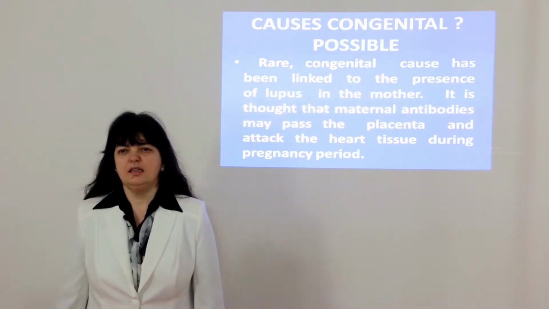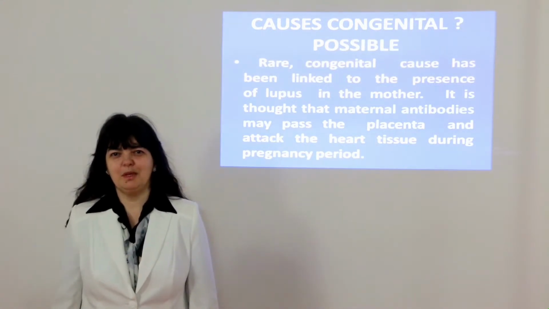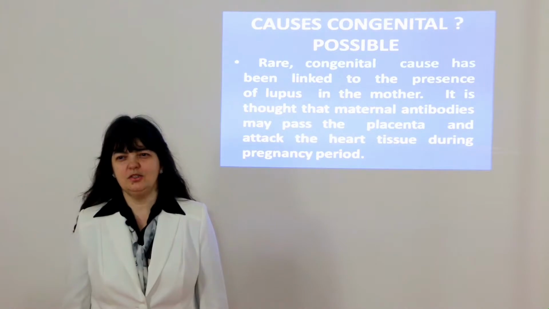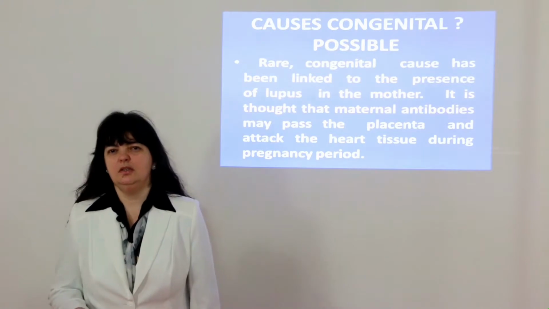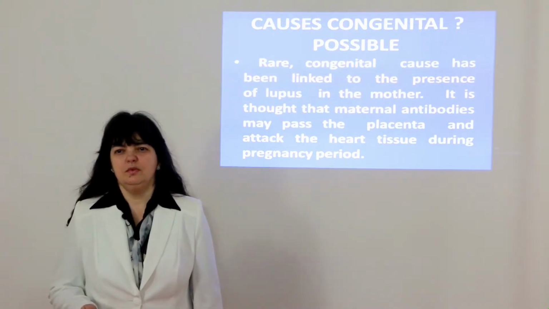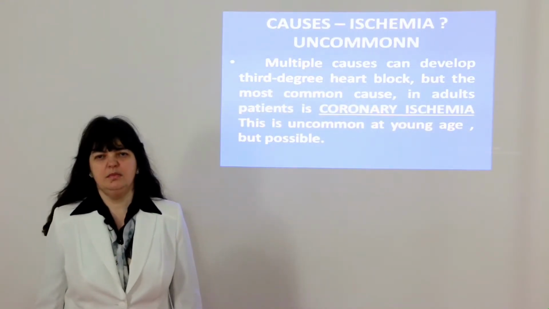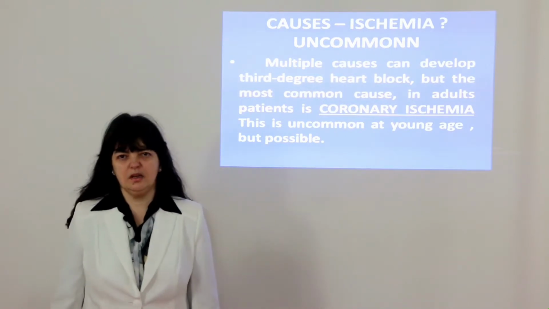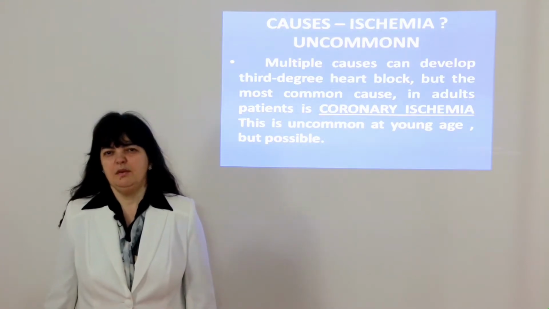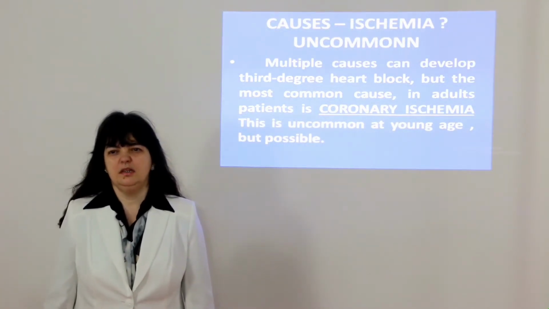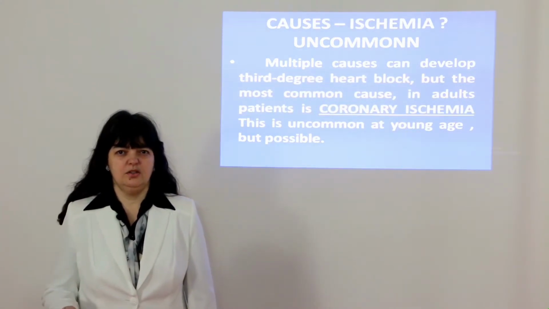Another congenital cause has been linked to the presence of lupus in the mother. It is true that maternal antibodies may pass the placenta and attack the heart tissue during pregnancy, but that wasn't the situation of this patient because the mother didn't present a diagnosis of lupus. Another cause could be ischemia, but of course in a young patient it's really uncommon for ischemia to be the cause of the third-degree AV block. Everybody knows that this is the common cause in adult patients, but sometimes, rarely, it's also possible at a young age.